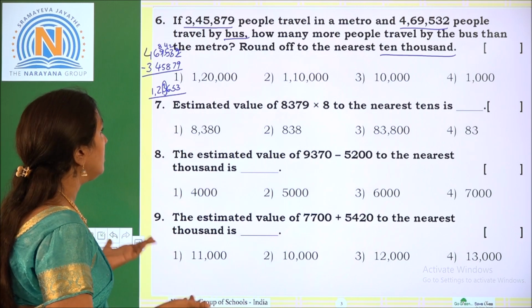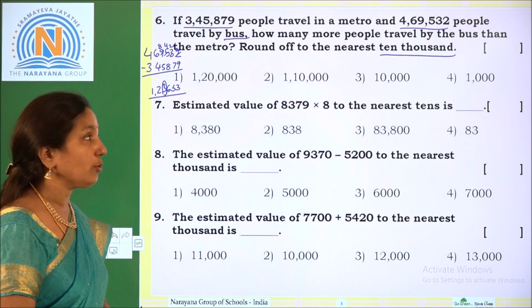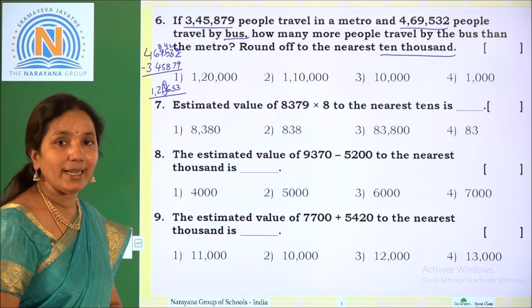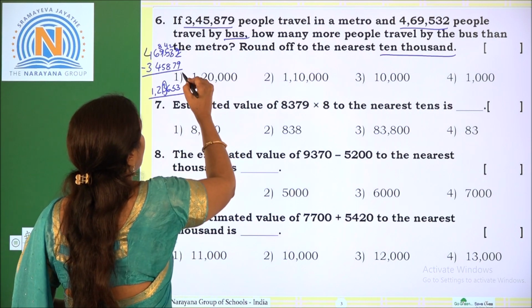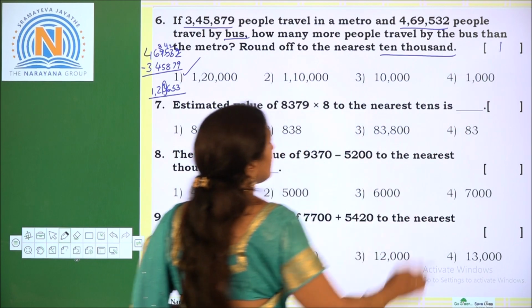Below 10,000s means that the number is in between 1,20,000 and 1,30,000. Below means 1,20,000. So which is the correct option? Option 1. The required option is 1.